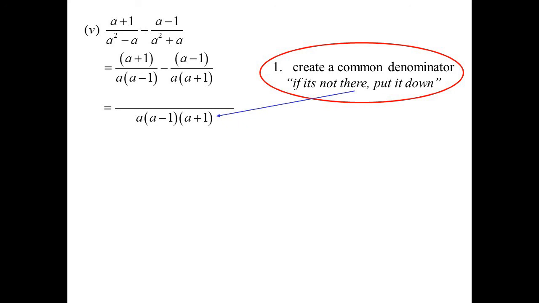I then keep going. A minus 1. Not there. So I put it down. Move to the next fraction. A. Oh, it's there. Not a problem. A plus 1. It's not there. So I put it down. There's my denominator. Okay? That's how I always do it.